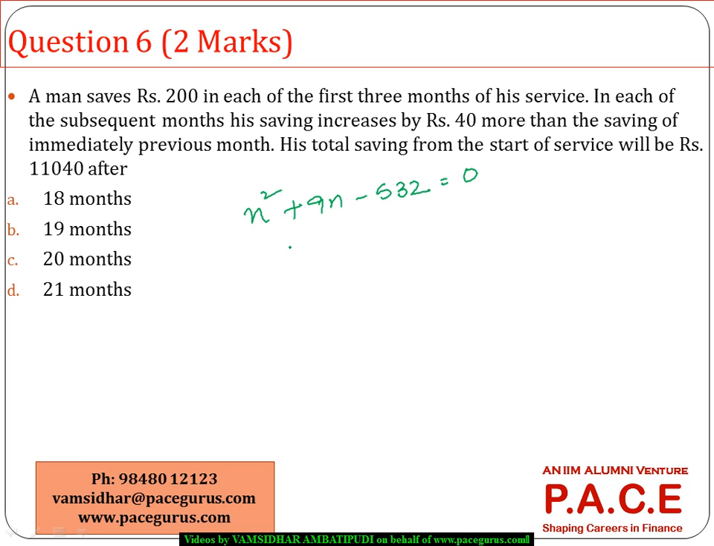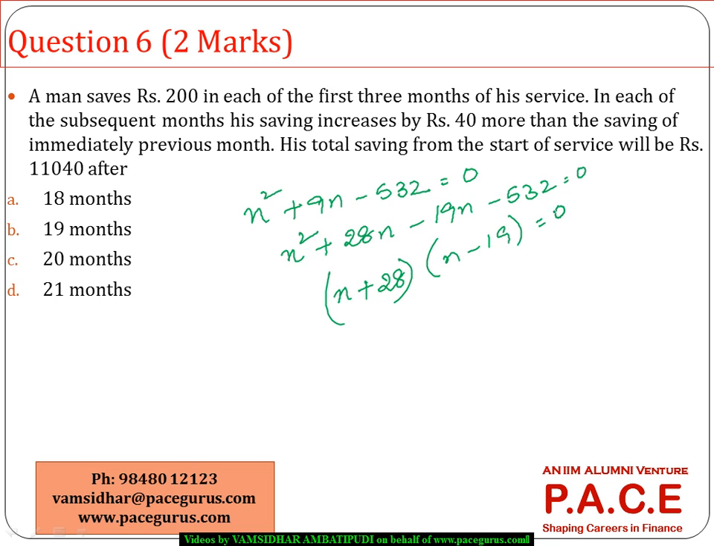And just to give us the scenario, probably I can take it as n squared plus 28n minus 19n minus 532 equal to 0, giving me (n plus 28) into (n minus 19) equal to 0. So n is 19.